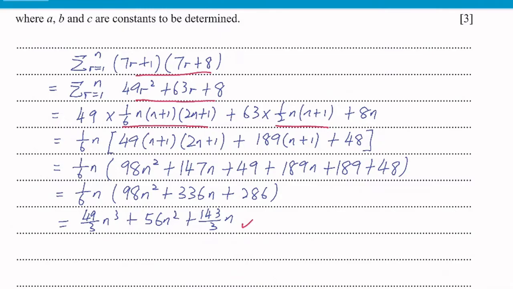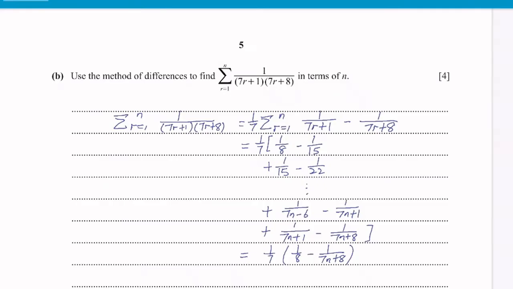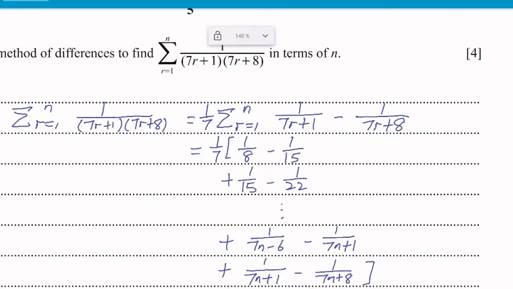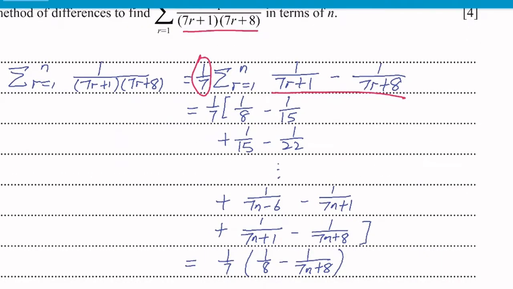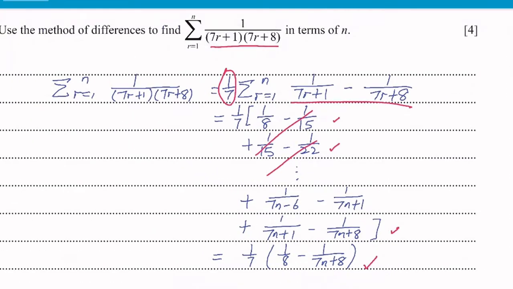Okay, very straightforward. So the next one is to do the method of differences. This is something that we have been doing all the time. We know that we can write it as a partial fraction. The partial fraction that we have is 1/7 multiplied by this whole thing. Then we sum from r equals 1, 2, and so on until the last term, n. We can see how the terms cancel off, and we just need to give the final answer from here. Okay, so this gives us the 4 marks.